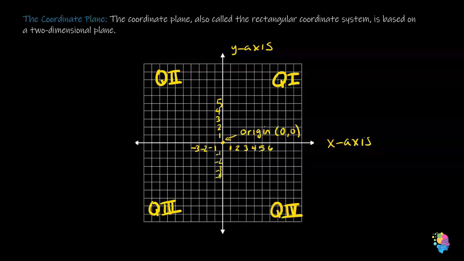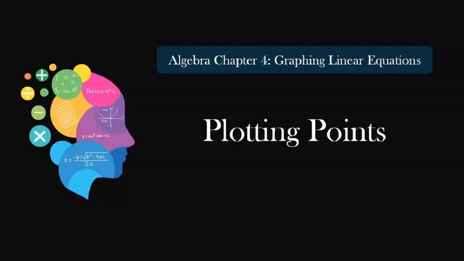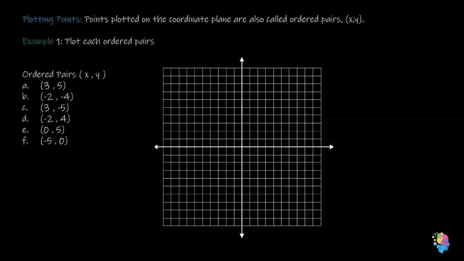Make sure that you keep this information in mind as we move to the next section. Let's now try plotting points. Points plotted on the coordinate plane are also called an ordered pair. An ordered pair has an x value and a y value. The x value is going to determine how far you move left or right, depending if it's positive or negative, and the y value tells us how much to move up or down.